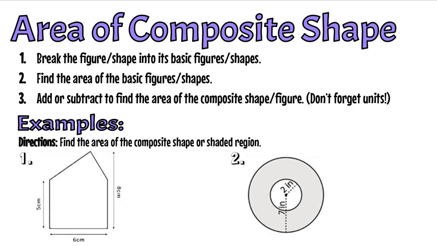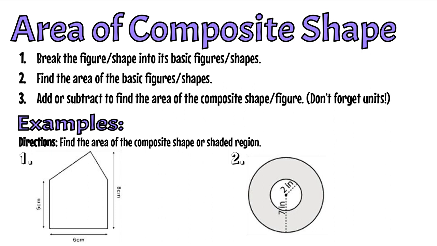The steps in finding the area of the composite shape are: 1. Break it into its basic shapes, 2. Find the area of each of those shapes, and 3. Add or subtract to find the area of the composite shape. And then don't forget the units.